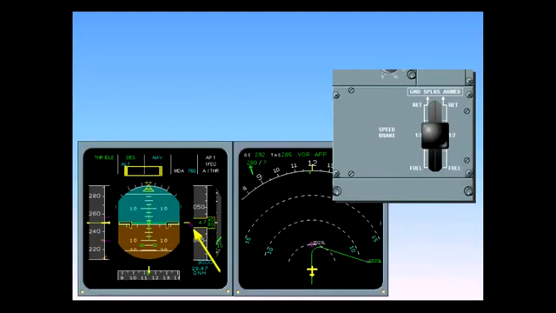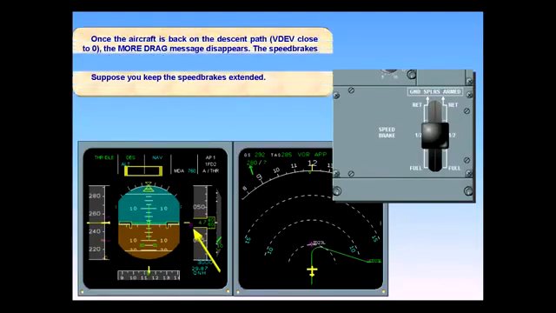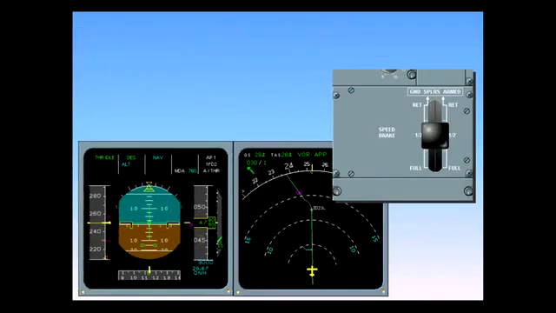Suppose you keep the speed brakes extended. Since the aircraft is in VNAV, the system will attempt to keep the aircraft on the descent path. However, in this case, the speed will drop below the target speed. To keep the speed from becoming too low, the autothrottle will revert from idle to speed to maintain the target speed, even though the speed brakes are still extended. This is obviously not efficient.